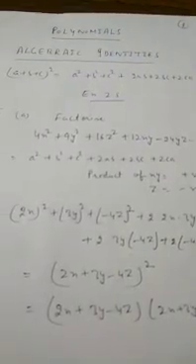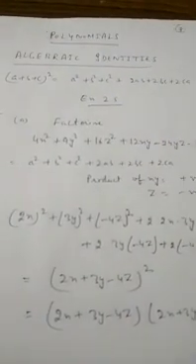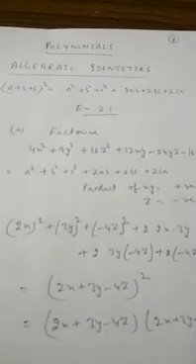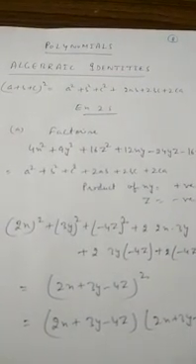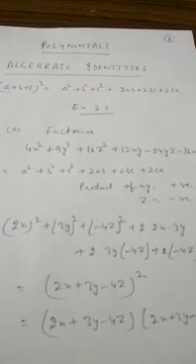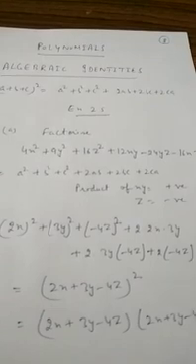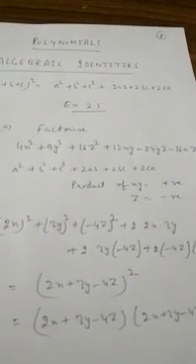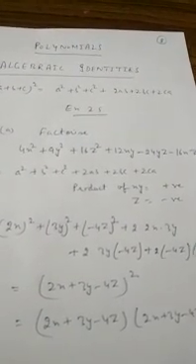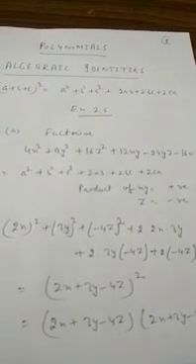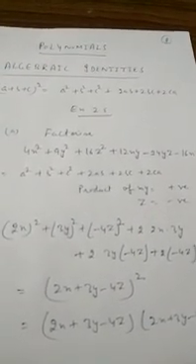Hello students, in the previous video we learnt how to use the identity (a plus b plus c) whole square. (a plus b plus c) whole square is equal to a square plus b square plus c square plus 2ab plus 2bc plus 2ca. Now we will do its reverse.